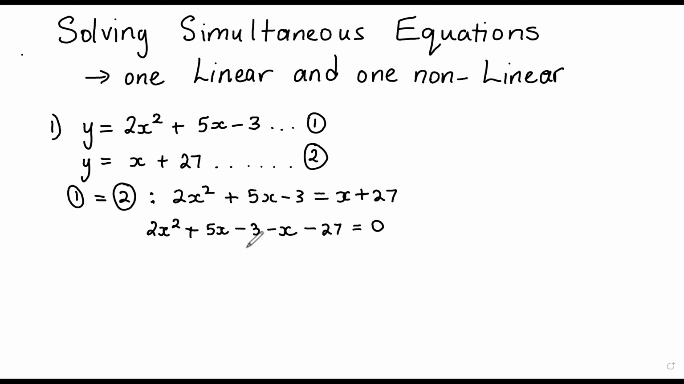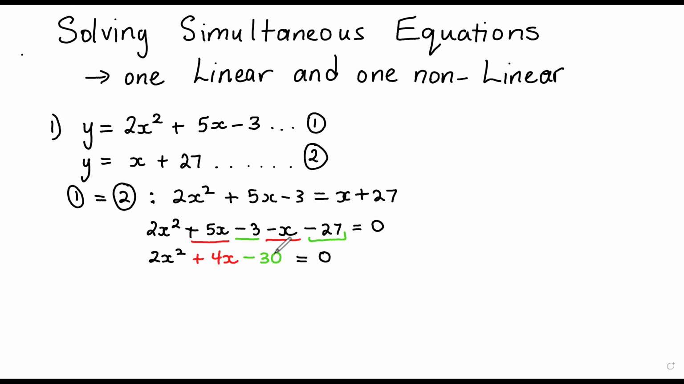And now I'm going to simplify the quadratic. So this will be 2x squared. I'm going to group my like terms, right? So 5x, take away x, will give me plus 4x. And then I'm going to say minus 3 minus 27, which will give me minus 30, right? Minus 3 minus 27 is minus 30. So now I have this quadratic that's 2x squared plus 4x minus 30 is equal to 0.